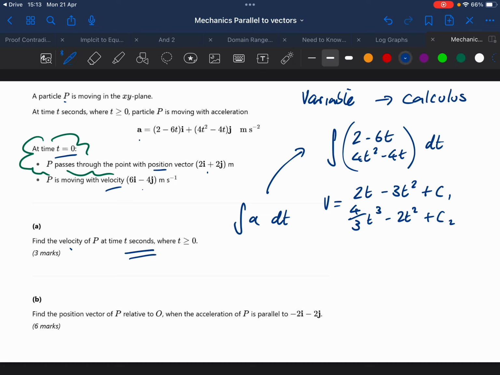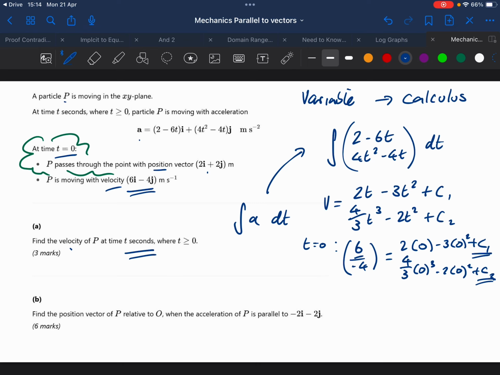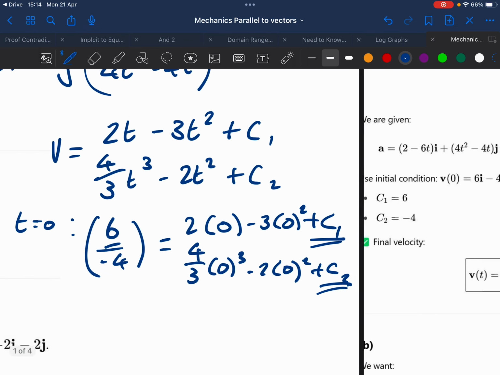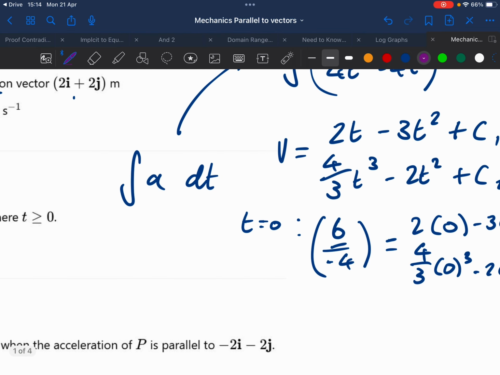So effectively, if you put in t equals 0, it was velocity, so it's this bit over here. So it's 6 minus 4 when you have 0 in all of these things. So a lot of these are going to be just 0. So can you see that C1, for example, is going to become 6? And the minus 4, the same thing's going to happen. So when you put 0 in on those, you're going to get C1 is 6 and C2 is minus 4.